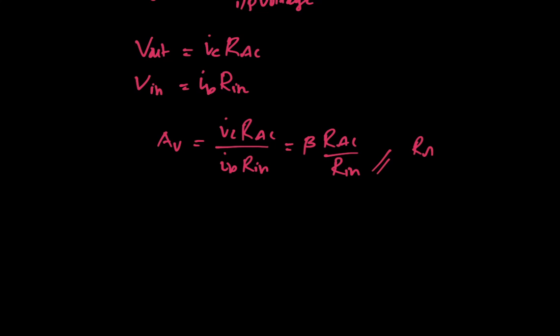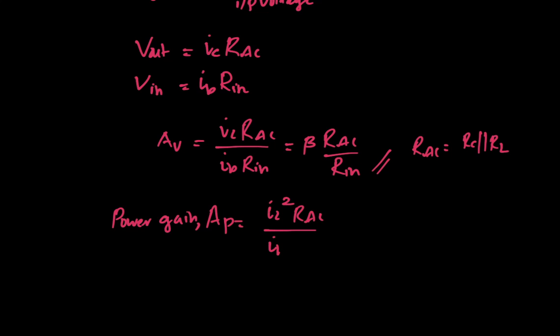We know that this RAC is equal to RC parallel to RL. Similarly, the power gain, denoted by AP, is equal to IC square into RAC divided by IB square into R in, which is equal to beta square into RAC divided by R in, or it can also be written as beta times the voltage gain.